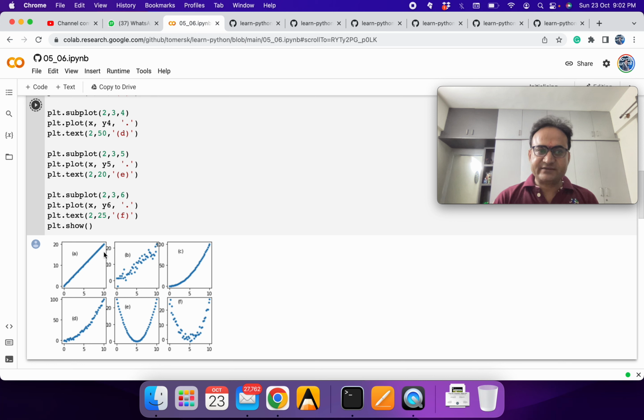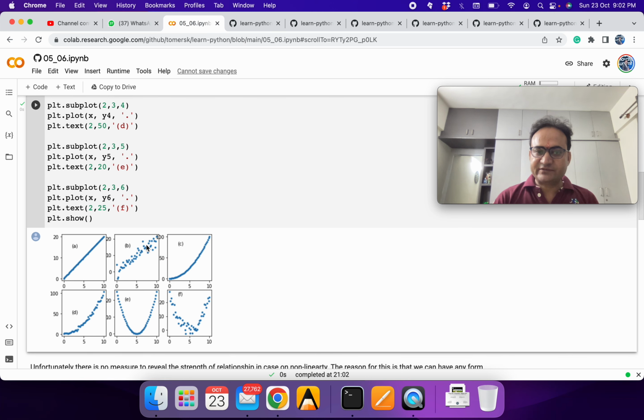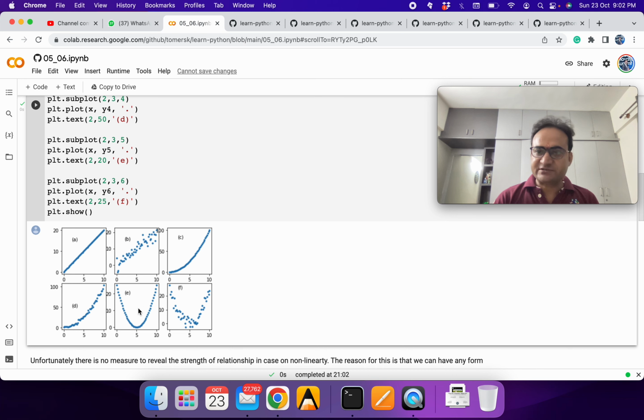You can see A is the one where we have a perfect linear relationship. B is the one where we have linear with some noise added, so you can see it's not perfectly linear. Then C is the monotonically increasing function. D is where we have C plus some noise added. Then we have E, which is not monotonic. You can see on one side the slope is negative, on the other side the slope is positive. Then F, where E plus some noise is added.